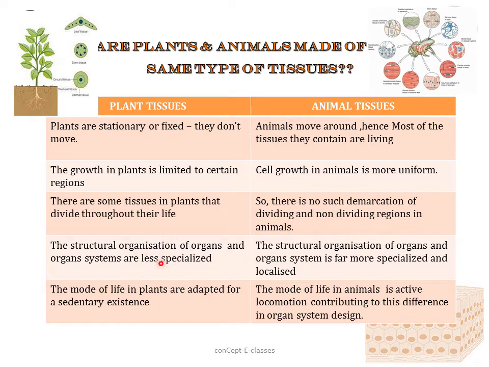Now, the structural organization of organs and organ systems is far more specialized and localized, and more complex in animals as compared to that of plants. That is mainly because of the mode of life. Plants are adapted to a sedentary existence, that means they don't move a lot, whereas in the case of animals, their mode of life includes active movement. So this mainly contributes to the difference in the complexity of organ systems. So we can say that plants and animals are not made of the same types of tissues. Let's study more about plant tissue and animal tissue.